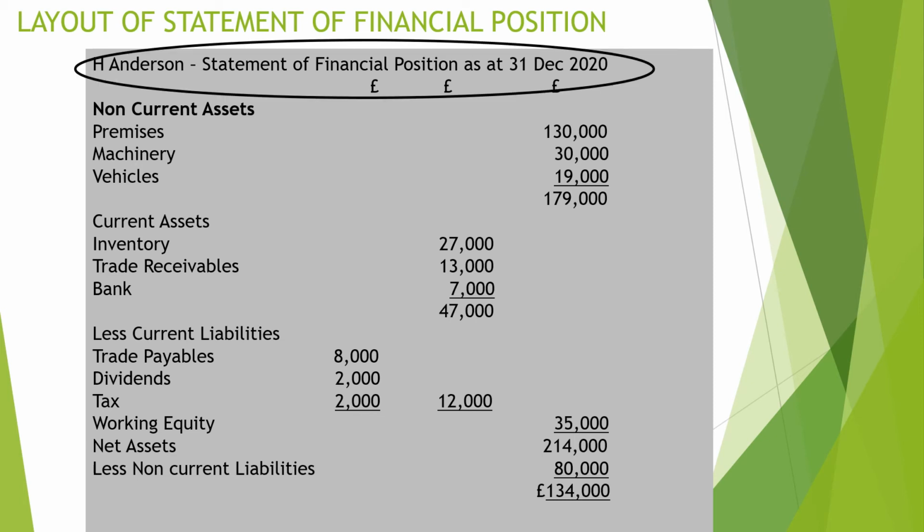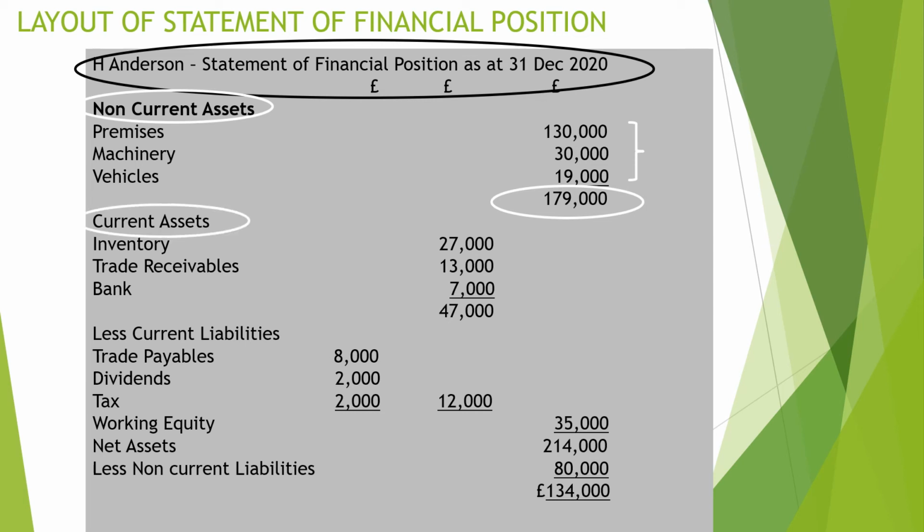So once again, we have to have a heading, in this case H. Anderson. Our statement of financial position is at the end of the year, it's as at. In this case we put the 31st of December again, remember your pound signs. We start off with our non-current assets. Remember, these are our long-term assets, the assets we're going to hold on to for a while that help us with the operation of our business. We list these normally in value order and we come up with a total, in this case £179,000.